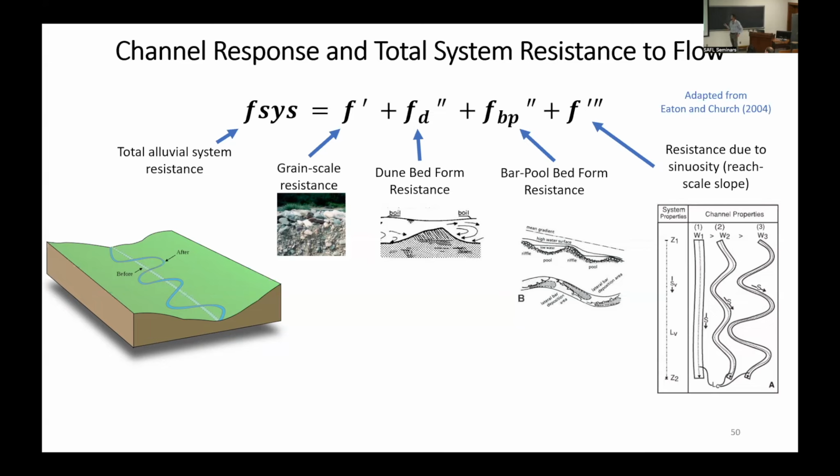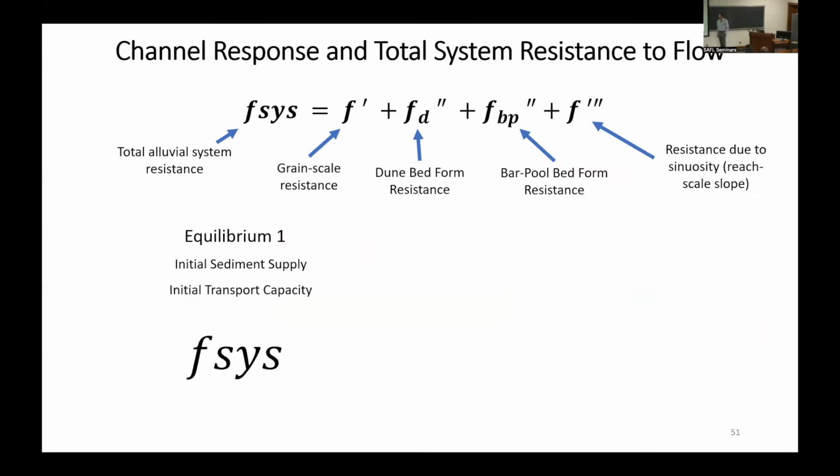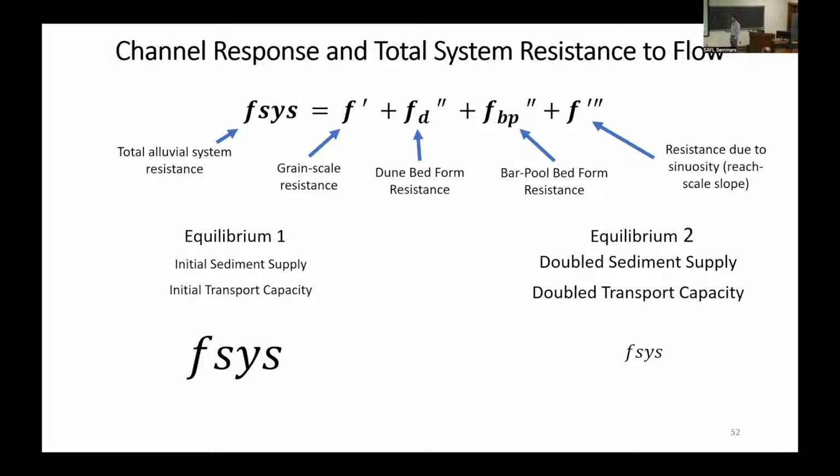And so he took this idea that Eaton and Church had described in a 2004 paper, where we have a total alluvial system resistance as some combination of grain scale, bed form, bar pool, and sinuosity or overall reach slope resistance. The idea is that at the initial equilibrium, we have some system resistance that the system needs to move that amount of sediment and water through. We double the sediment supply. We need to move twice the amount of sediment through, so we have to reduce that overall system resistance through some combination of these different spatial scales of resistance changes that could be done.